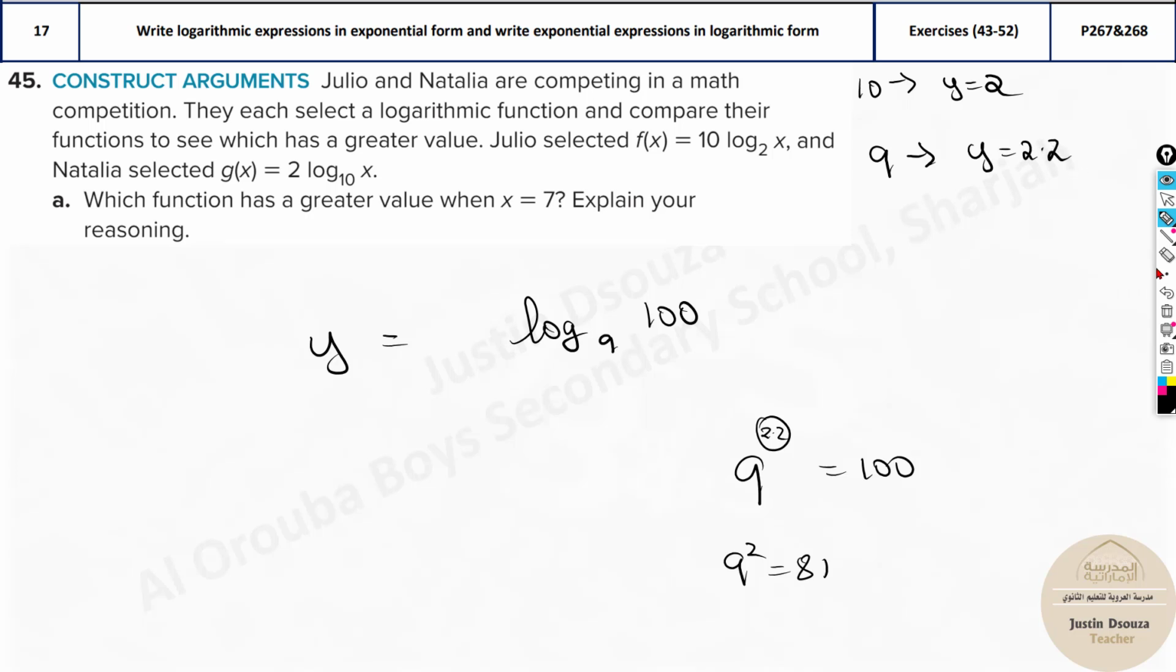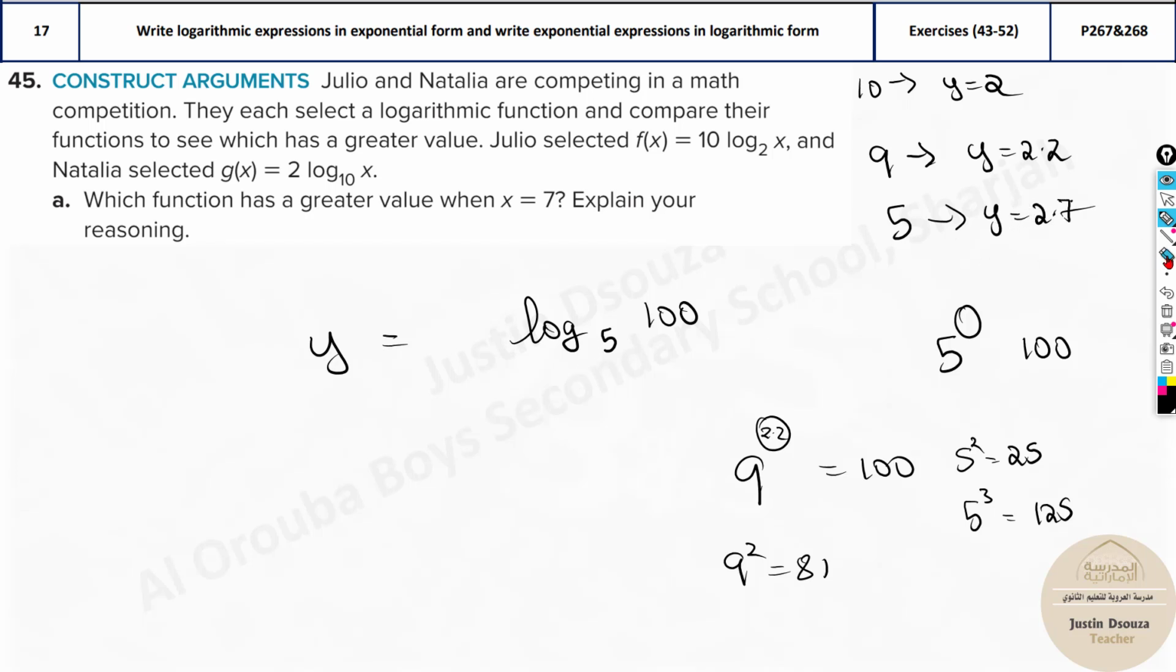Now, what if I change this to a smaller number, say 5? How many times do I have to raise 5 to get 100? I know 5 squared is 25, but what about 5 to the power 3? It's 125. So I think for base 5, it will be about y equals 2.6 or 2.7. Okay, let me just take it like that.